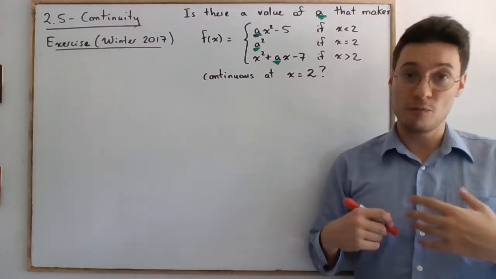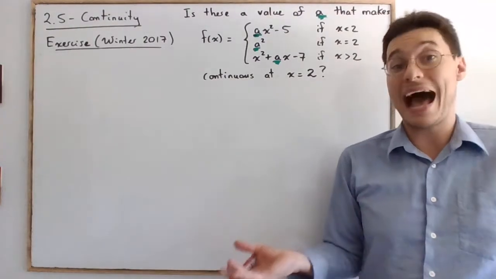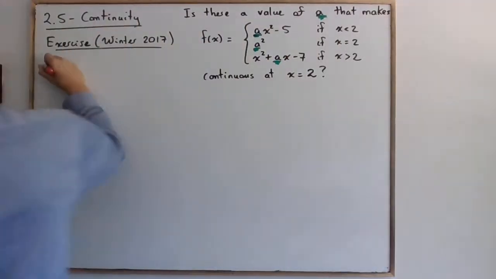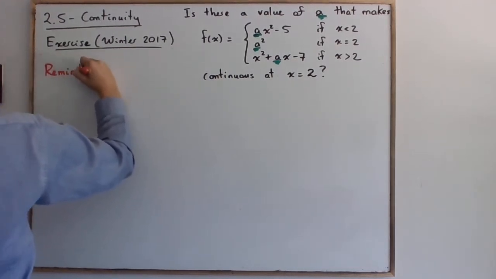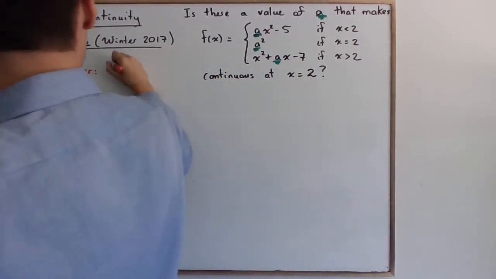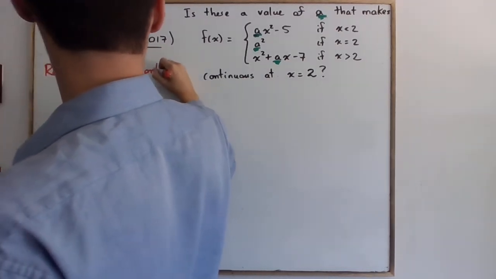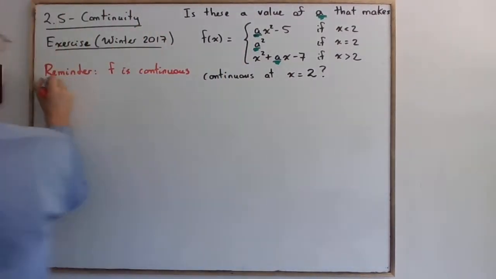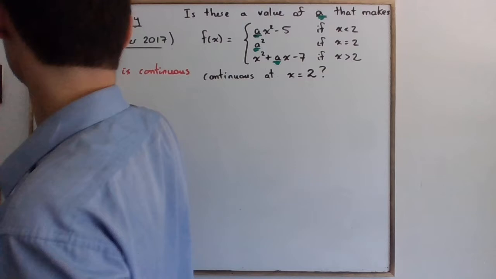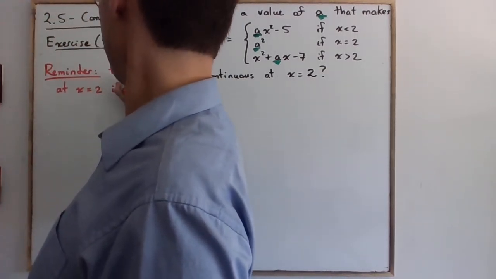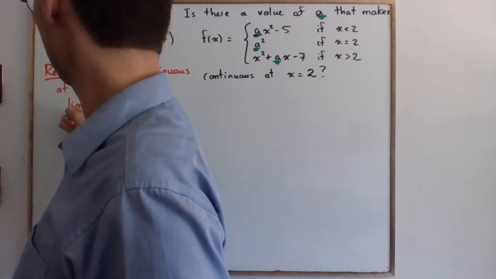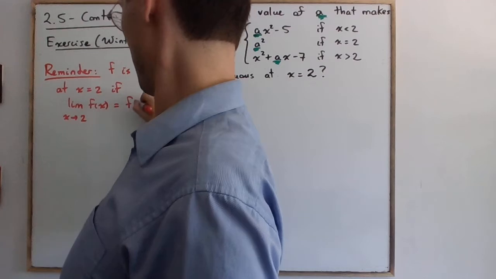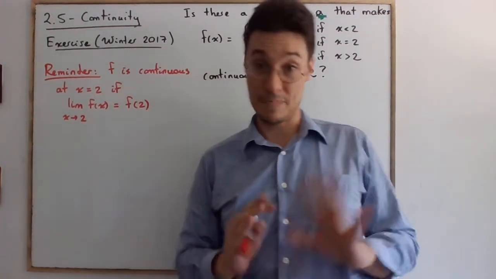So we need the definition of continuity at x equals 2. So let's first write it down. I'm going to use this space over here. So reminder, f is continuous at x equals 2 if the limit as x is approaching 2 of f of x is equal to f of 2. Okay?